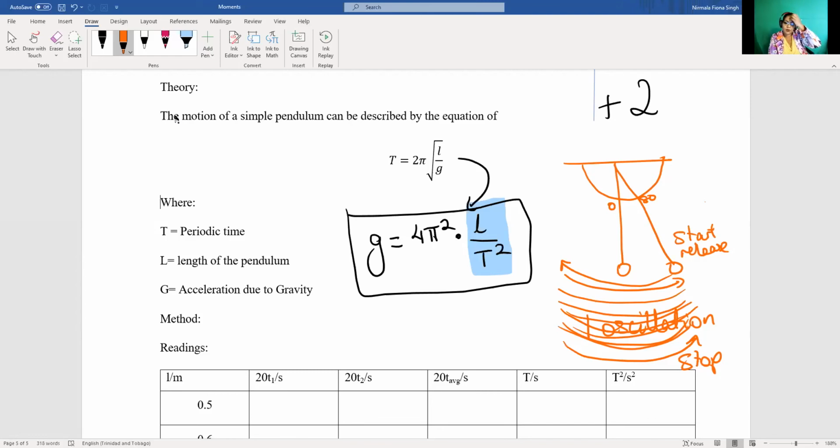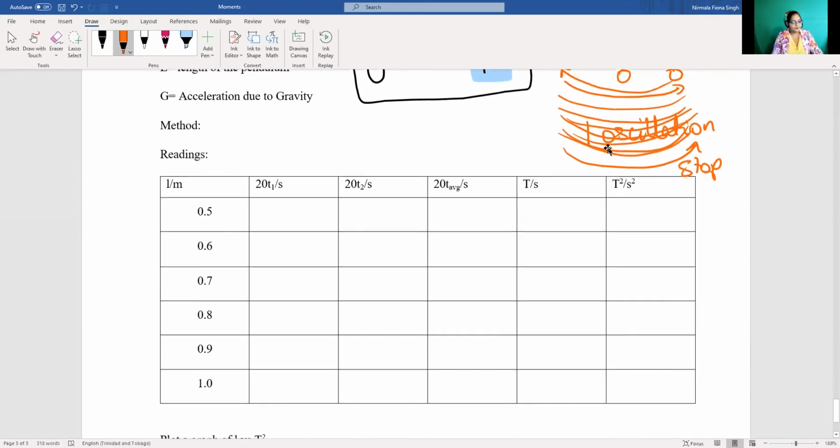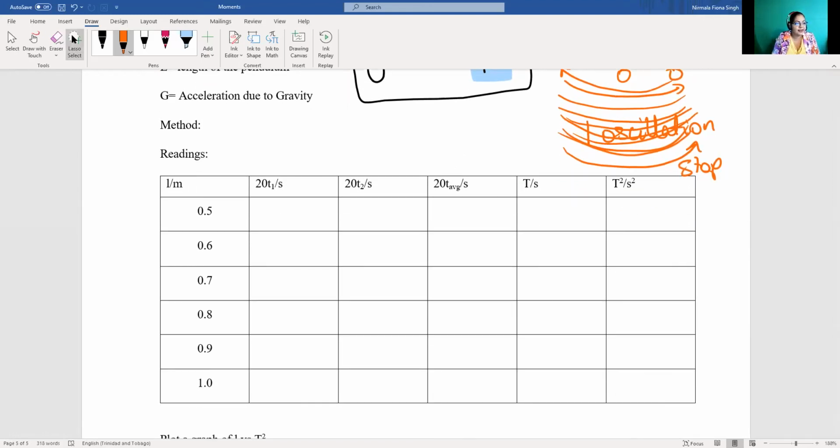So let's see how to do our table of readings. We are starting with 50 centimeters. L is going to be, this is L, not I, right? L is going to be 0.5 meters. 0.5 meters is 50 centimeters. So you're going to do 0.5, 0.6, 0.7, 0.8, 0.9, and 1 meter. So you're going to be doing 6 readings. And we are going to be taking 20T twice. So we're going to let it do the 20 oscillations once, take the time, and then I'm going to repeat that. So let's just do an example here on the board.